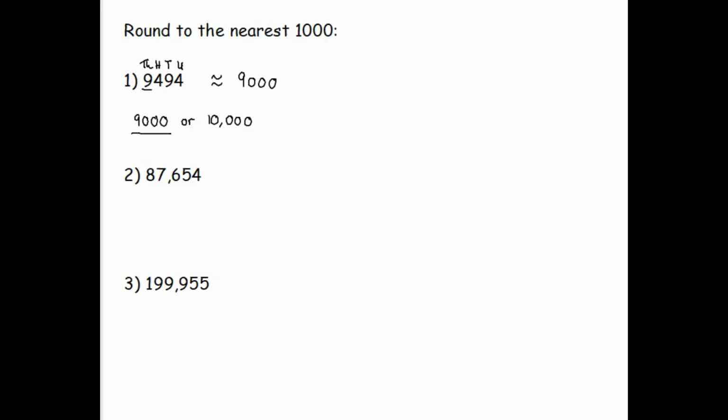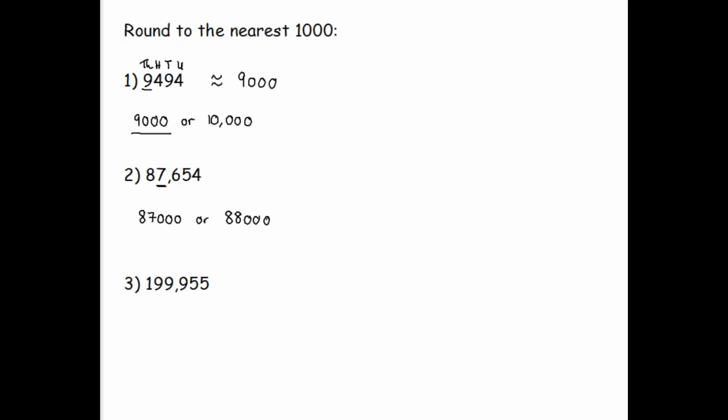Question 2. So we have 87,654. So again, find your thousands column. So you've got units, tens, hundreds, thousands. So you've got 7,000 here. So it's either going to stay as 87,000, or it can round up. So instead of 7,000, you're going to go 88,000. They are your two possible answers.